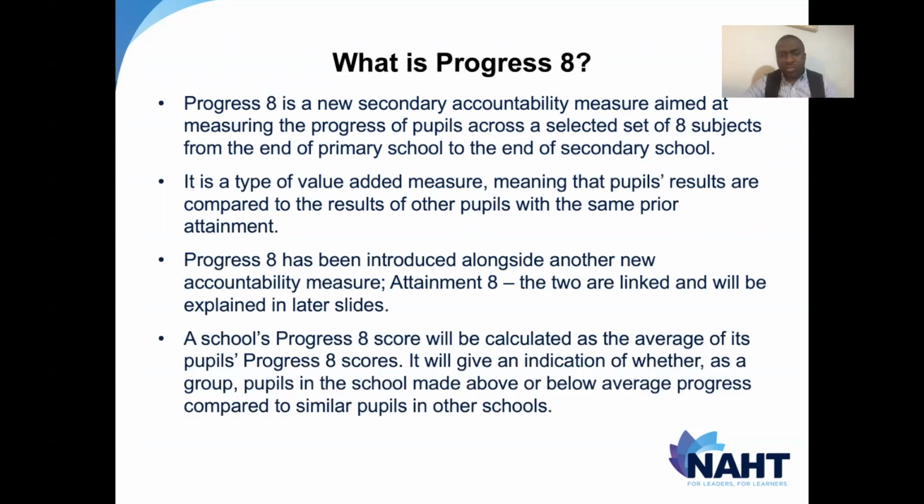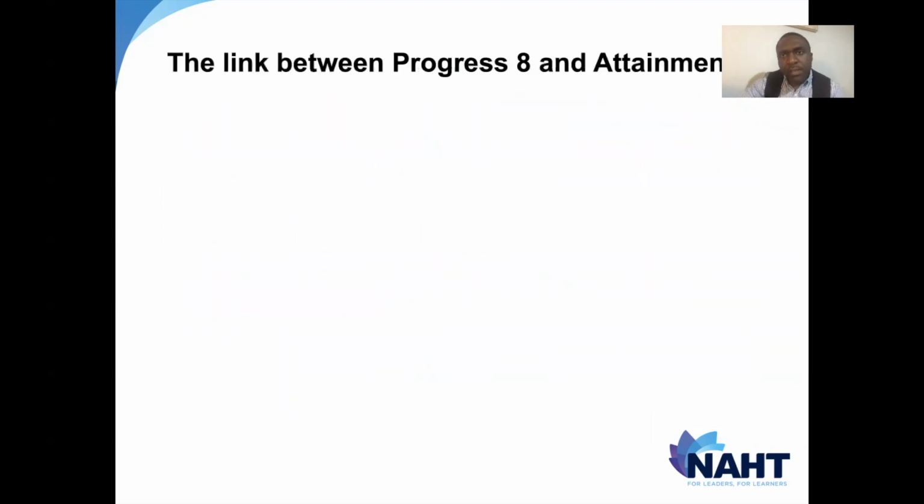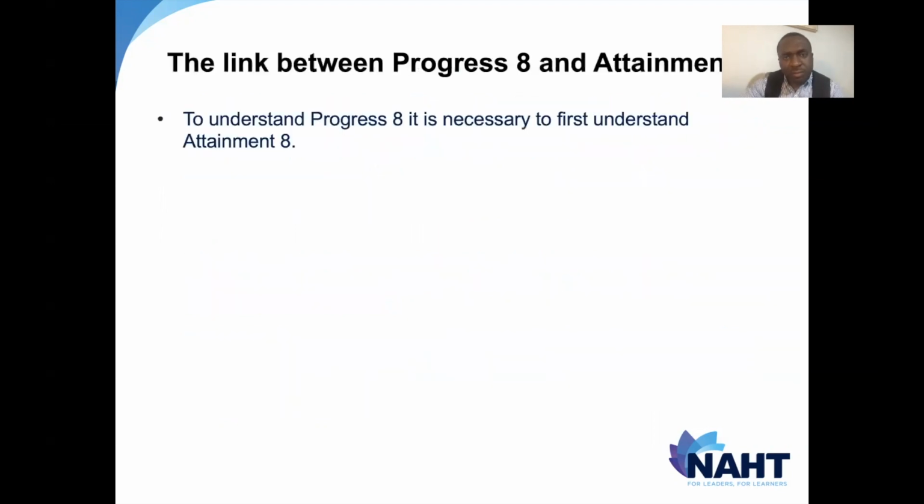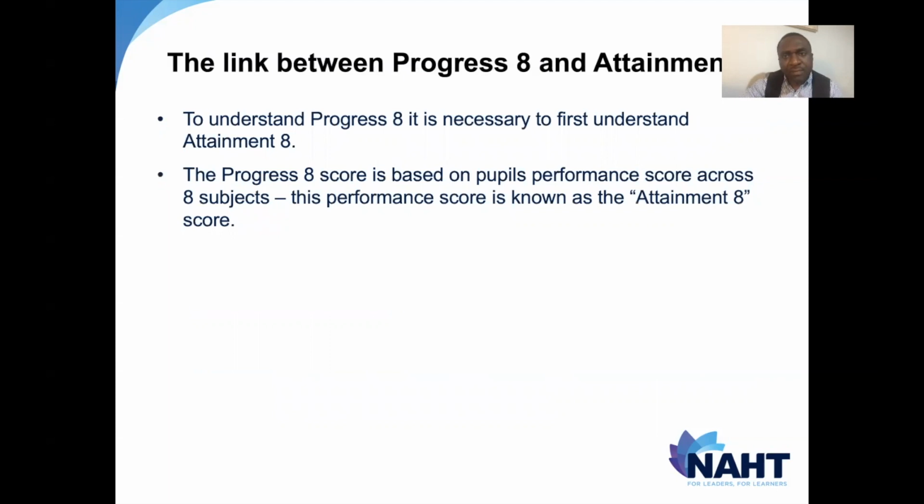I'm going to rush through it because this is mainly targeted at head teachers. It's from the Union of Head Teachers Association. But I thought the information is actually very useful, and it's important that teachers and parents alike do get this information. The school's Progress 8 will be calculated as an average of Progress 8 scores. So there is a link between the two, Progress 8 and Attainment 8.